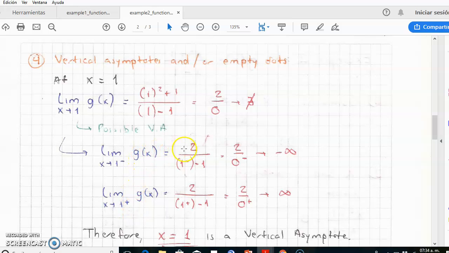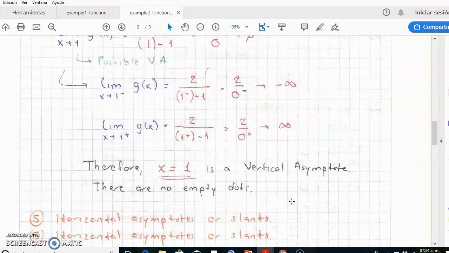We evaluate that in the function. We have then 1 plus 1 is 2, that doesn't change. Then we have 1 from the left minus 1. So we have 2 over 0 from the left, and that's equal to negative infinity. Then we have 2 over 1 from the right minus 1, 0 from the right. 2 over 0 from the right is equal to infinity. It's a tendency. Therefore, since at least one of them goes to infinity or negative infinity, then x equal to 1 is a vertical asymptote, and since that's the only restriction that we have, there are no empty dots or gaps.